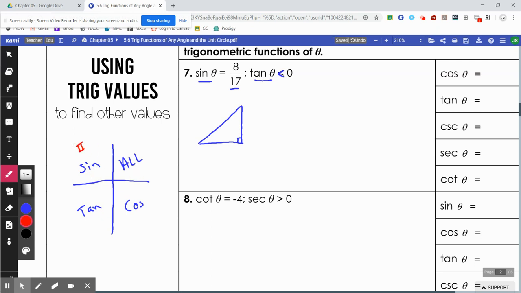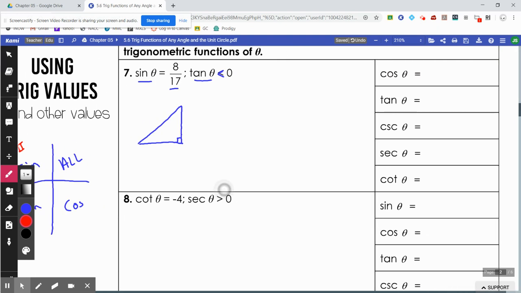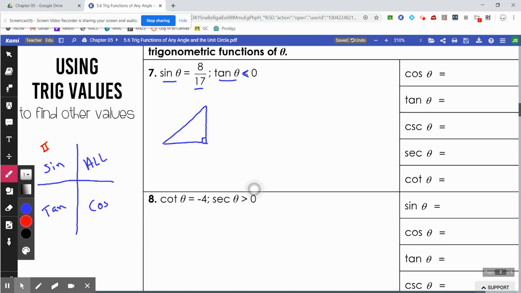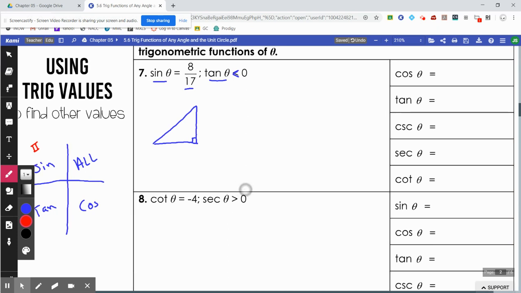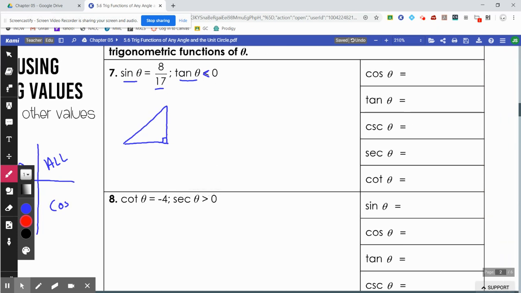So the only thing that's going to be positive is sine. So sine is positive, tangent's negative, cosine is negative. So what I would do is go ahead and take care of all the positives and negatives. So sine is positive, and that's the only thing that's positive. So cosine's negative and tangent's negative. Cosecant would be positive because sine is positive, and secant and cotangent would be negative because cosine and tangent are negative. So we've taken care of that.